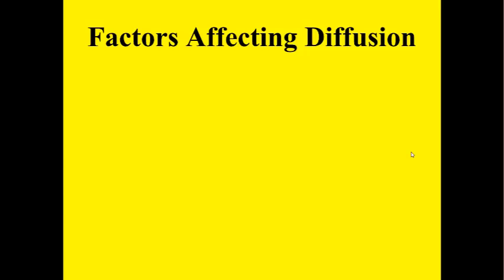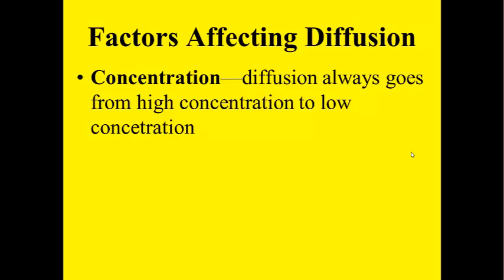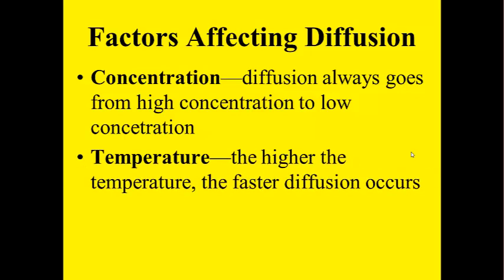Some things that are going to affect diffusion is concentration. Diffusion always goes from high concentration to low, too much to less. Temperature. So temperature is going to speed up diffusion. Think of sugar that's in cold water. It doesn't really want to dissolve, but if you add heat, then that sugar is going to actually dissolve, and that's why we put sugar in hot tea and not in cold tea.